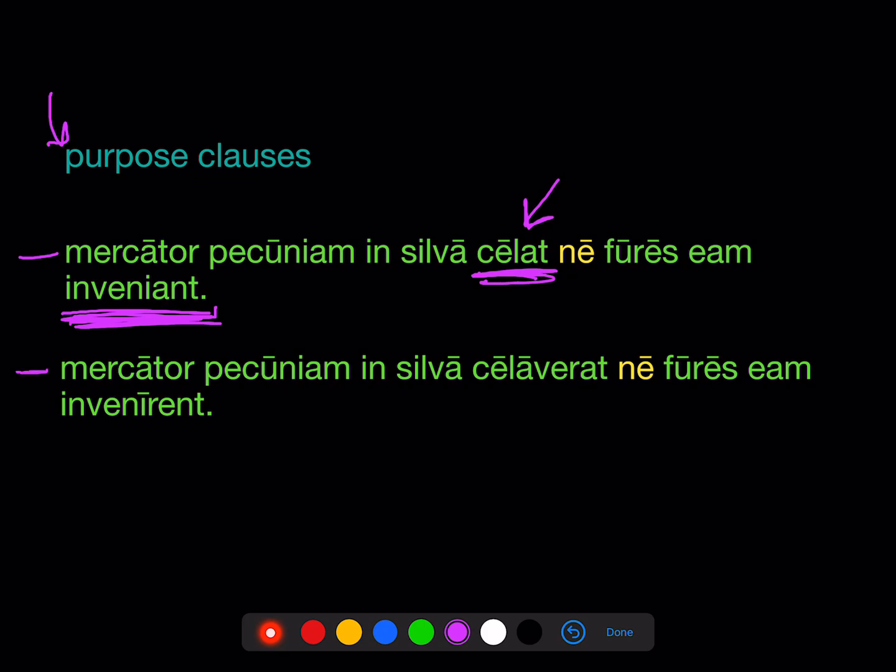Let's get another example. Mercator pecuniam in silva celaverat, ne fures eam invenirent. The merchant had hidden the money in the forest in order that the thieves might not find it, or lest the thieves find it. Celaverat is talking about past time. That's a pluperfect indicative. And so now we need an imperfect subjunctive in our purpose clause.